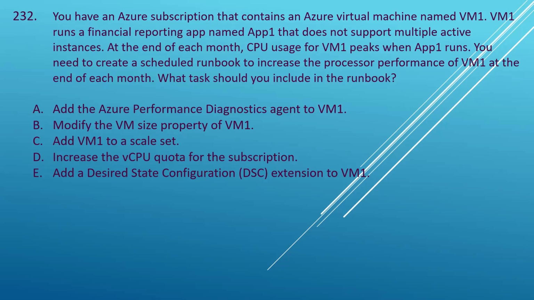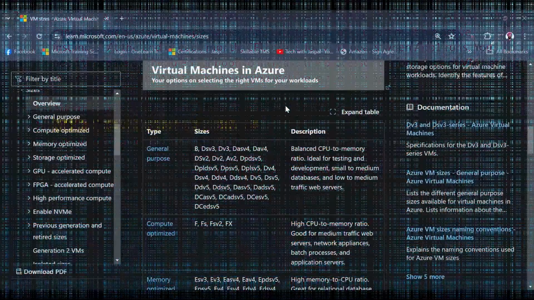And your options are: add the Azure Performance Diagnostic Agent to VM1, modify the VM size property of VM1, add VM1 to a scale set, increase the vCPU quota for the subscription, add a desired state configuration extension to VM1. And friends, the correct answer here is option B, modify the VM size property of VM1. Let's head to official Microsoft documentation to understand the reason behind choosing option B as the correct choice here.